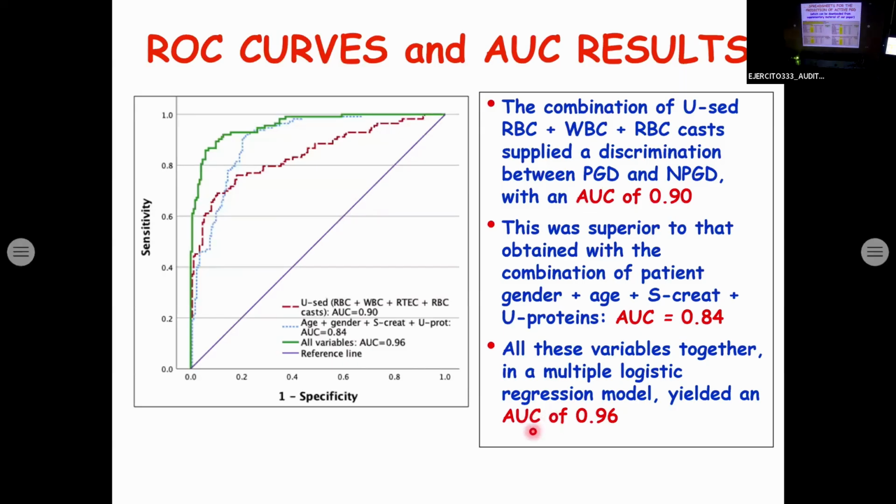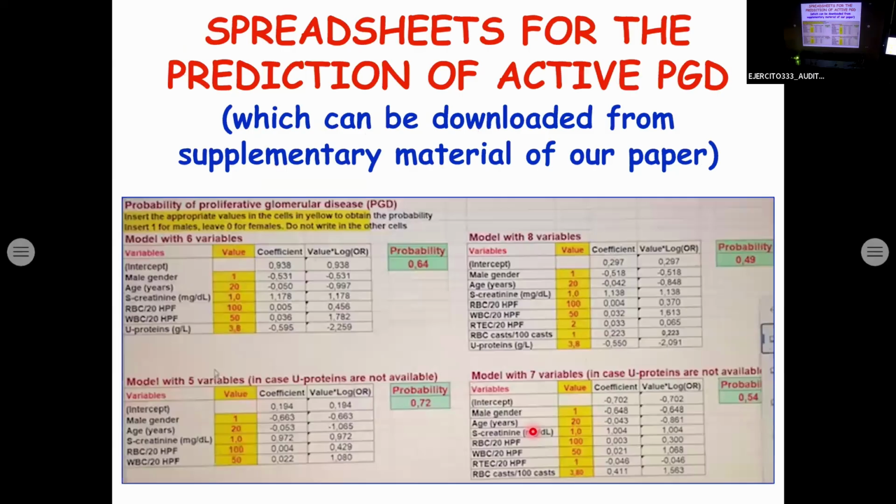At this point, based on our results, we created a spreadsheet which is published in the journal as supplementary material. This is a spreadsheet based on Excel, and I think it is very useful because we have a model with 5 variables in which you have male gender, age, serum creatinine, and red blood cells and white blood cells found per high-power field. And putting together all these parameters, we have the probability.